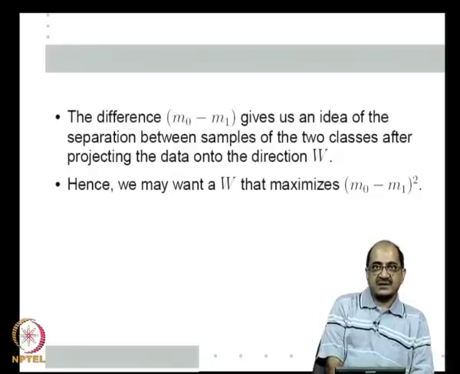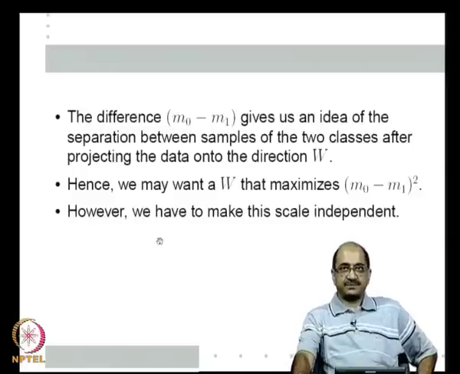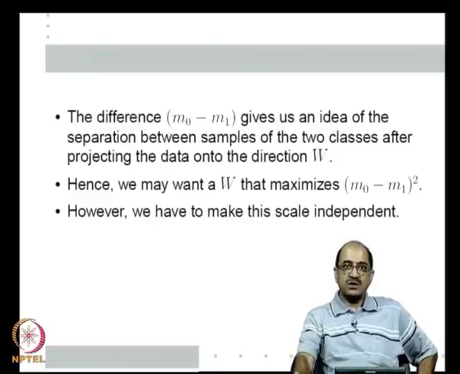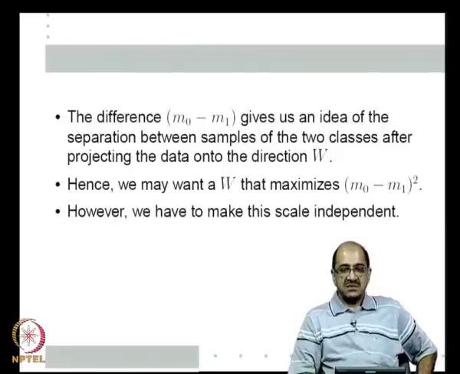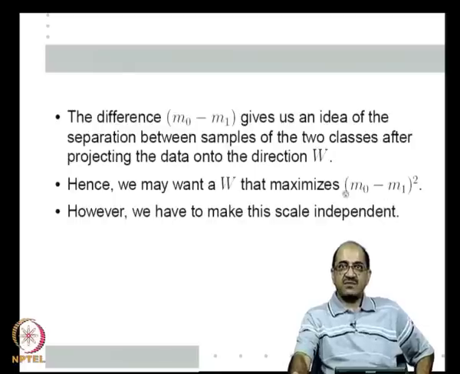But there are two caveats here. Just maximizing m0 minus m1 is not a good idea. Why? What is m0 minus m1 whole square? It is W transpose capital M0 minus W transpose capital M1 whole square. So, it is W transpose times capital M0 minus capital M1 whole square, right. Just by scaling W, I can increase this difference, but that is meaningless. A positive scale factor makes no difference to the linear classifier. So, first we have to find some function that is scale independent.